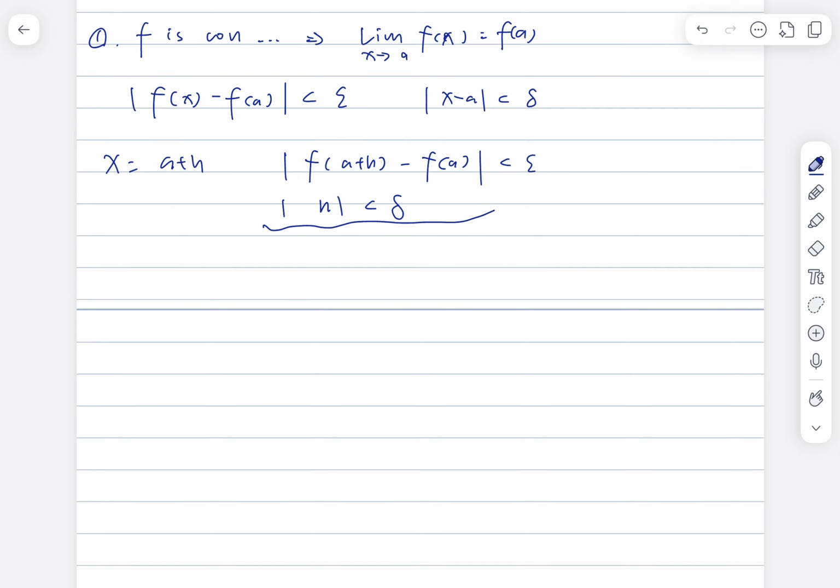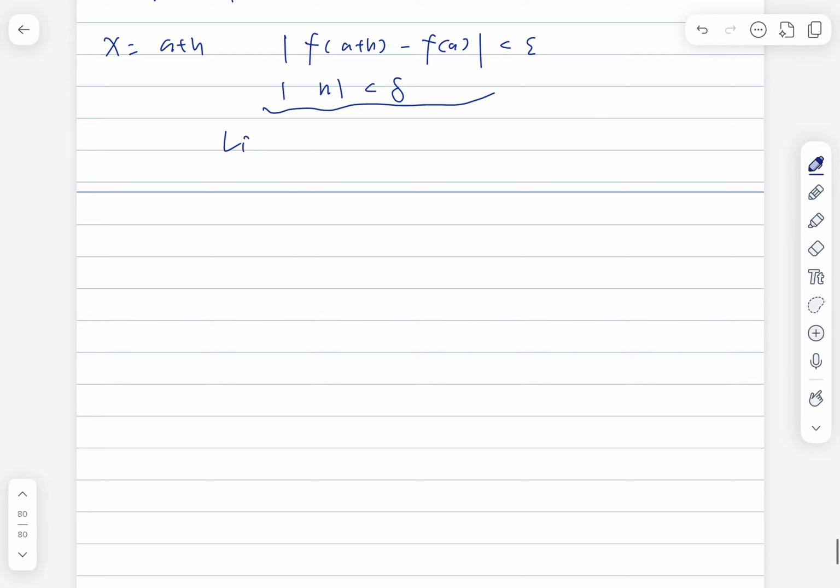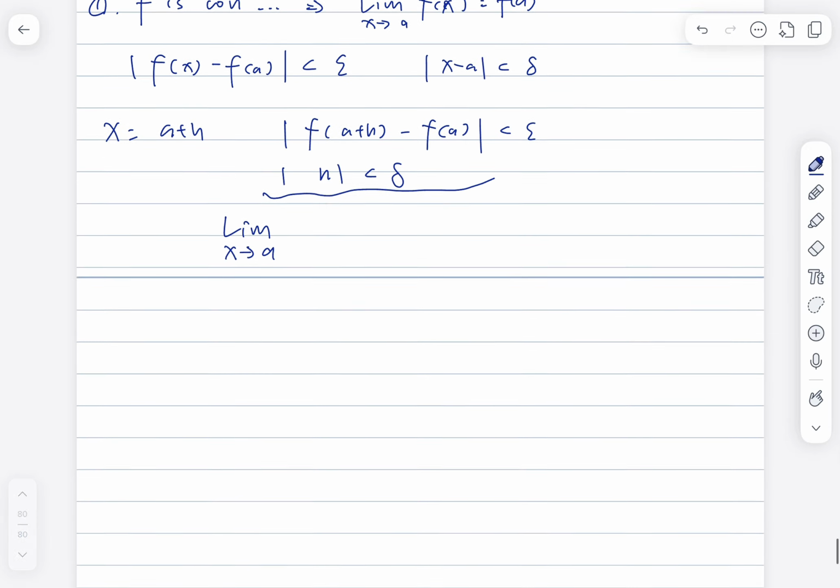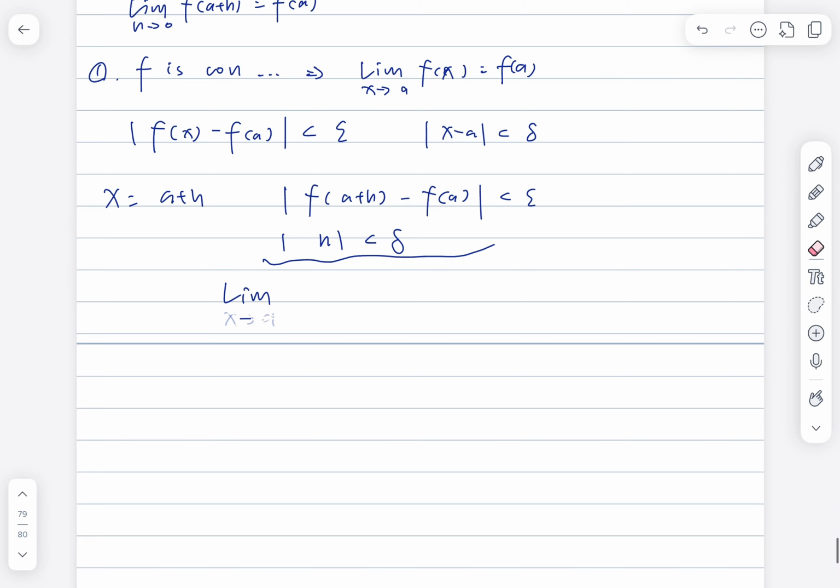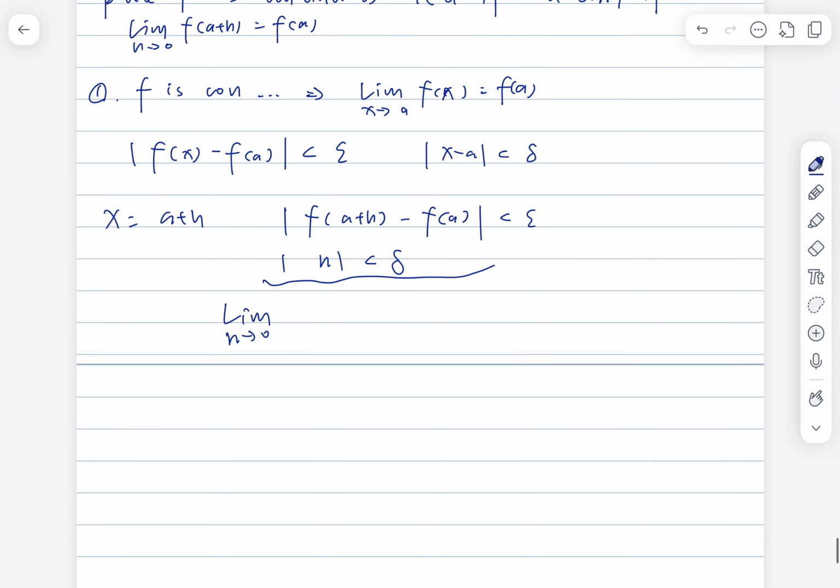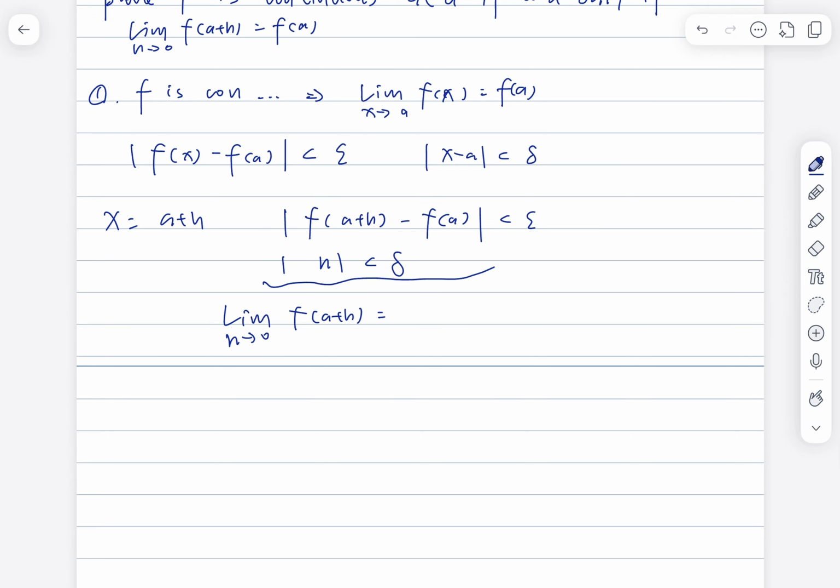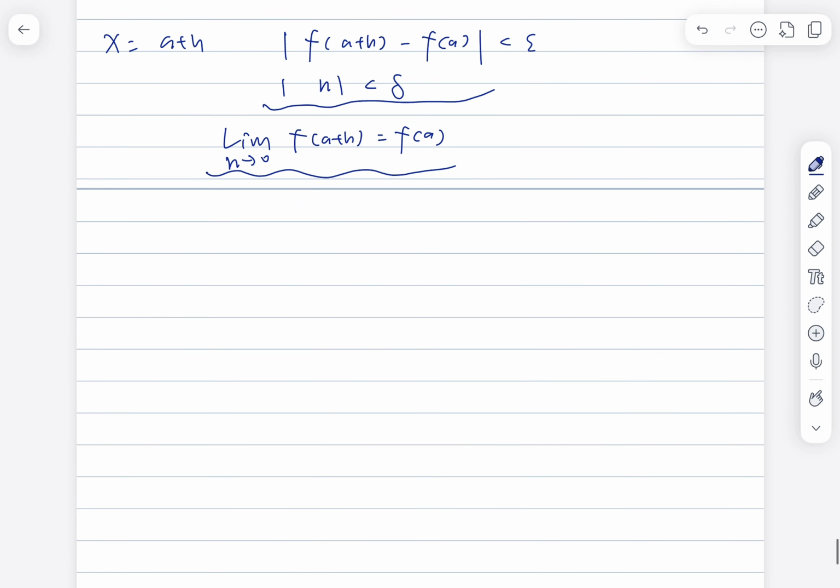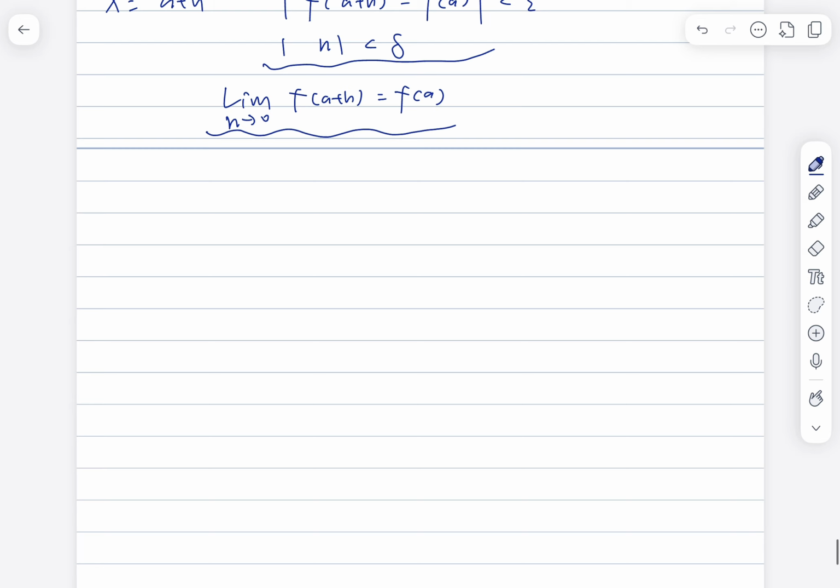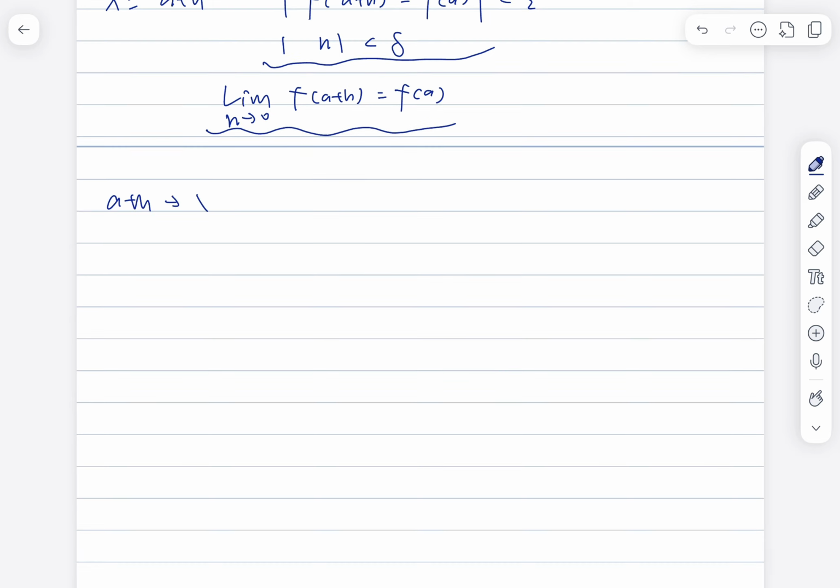This is the fact that the limit, when h approaches 0, of f(a plus h) is equal to f(a). So this is the definition. The other direction is also the definition, but you change a plus h to x instead of changing the other way around.